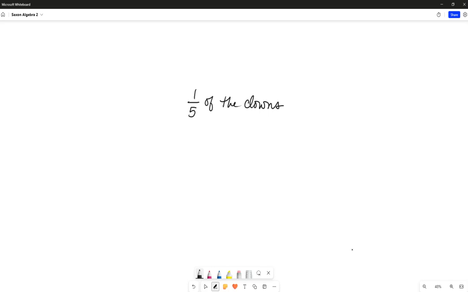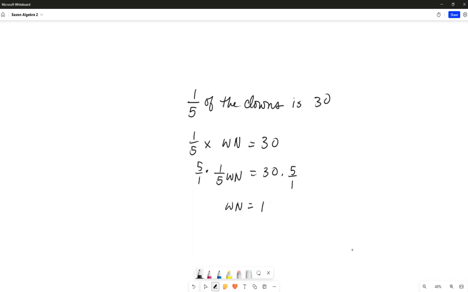So 1/5 of the clowns is 30. So this means 1/5 times what number equals 30? Because we don't know how many clowns there are. So if we multiply this, that means we're going to be multiplying 1/5 times n equals 30. So we're going to be multiplying by the reciprocal. What number is it going to be? 150.